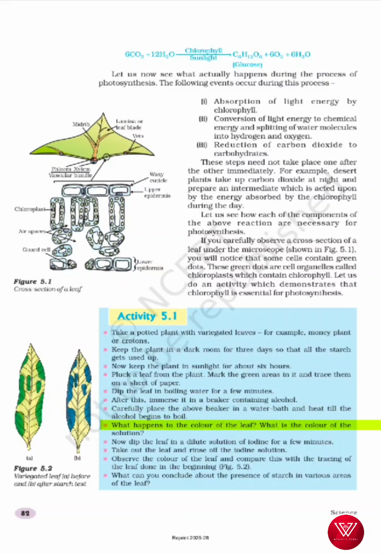What happens to the color of the leaf? What is the color of the solution? Now, dip the leaf in a dilute solution of iodine for a few minutes. Take out the leaf and rinse off the iodine solution. Observe the color of the leaf and compare this with the tracing of the leaf done in the beginning, shown in figure 5.2. What can you conclude about the presence of starch in various areas of the leaf?